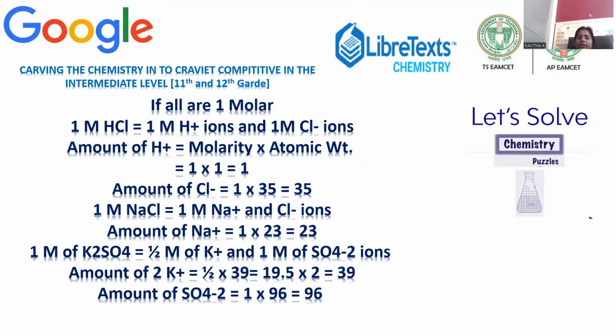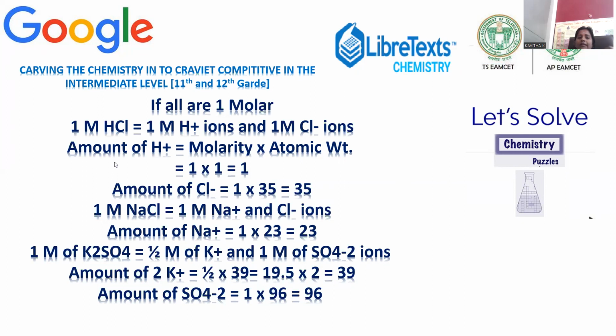This is the way we can give the definition for isotonic solution, right? Now we are going to get the solution part. Being all isotonic, let me assume all are 1 molar solutions. For 1 molar HCl, we have 1 molar H plus ions and 1 molar chloride ions.